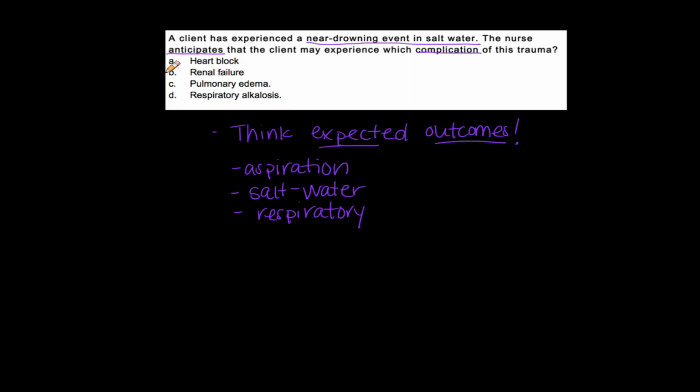Now, if I look at my options, heart block. What does heart block have to do with a near drowning event in salt water? It's not related. If you're thinking, well, if they ingest too much salt, it can affect the cardiac rhythm, too much sodium, perhaps, but is that the first thing I anticipate is going to happen? No. Renal failure, we know this could definitely be possible from ingesting too much salt water, but is this going to happen immediately? Is this my first thing I'm thinking of? Definitely not. Remember, I was thinking about respiratory.